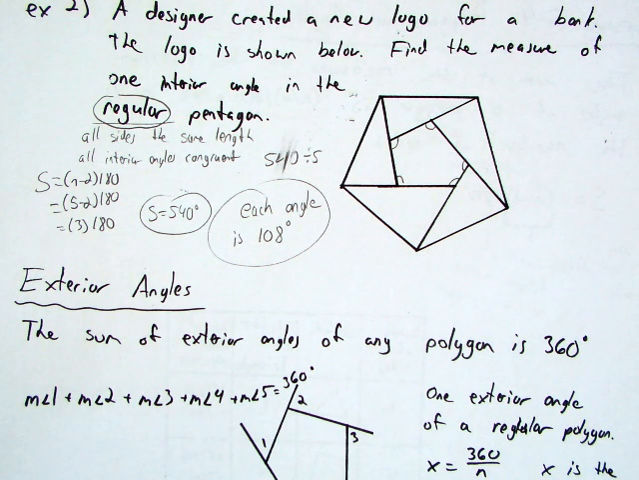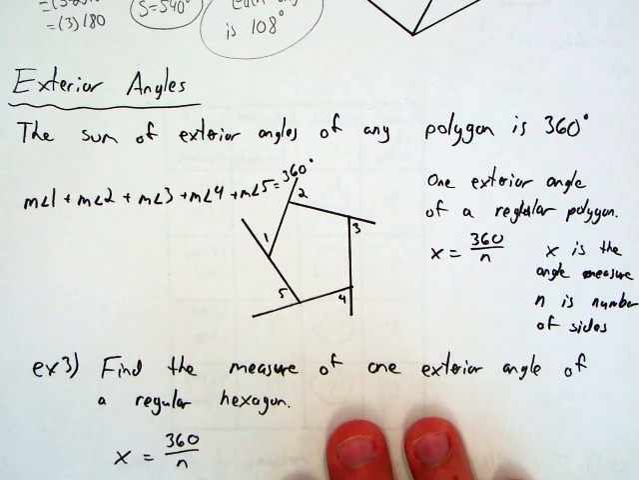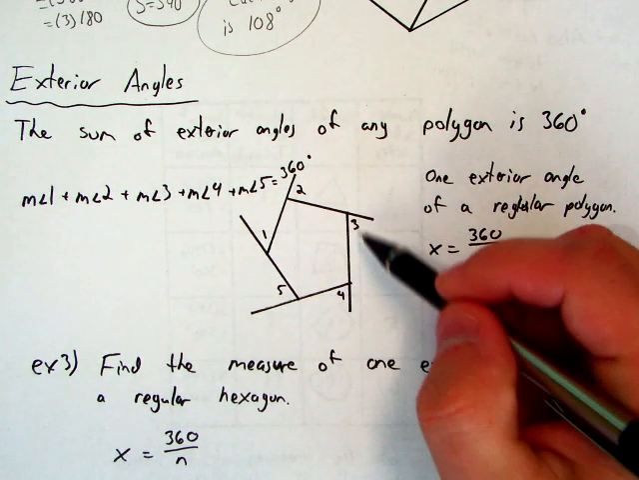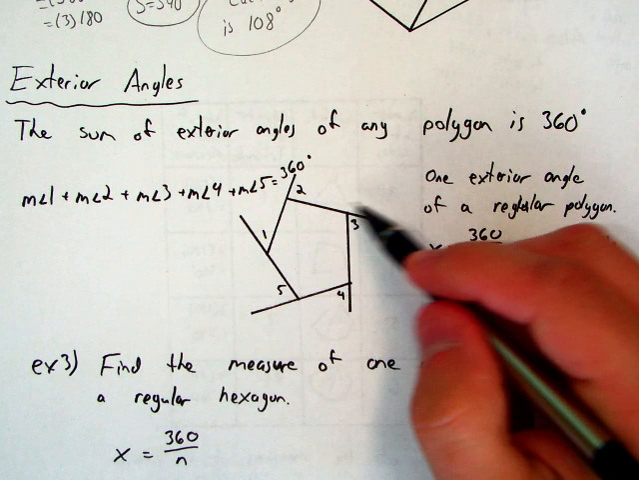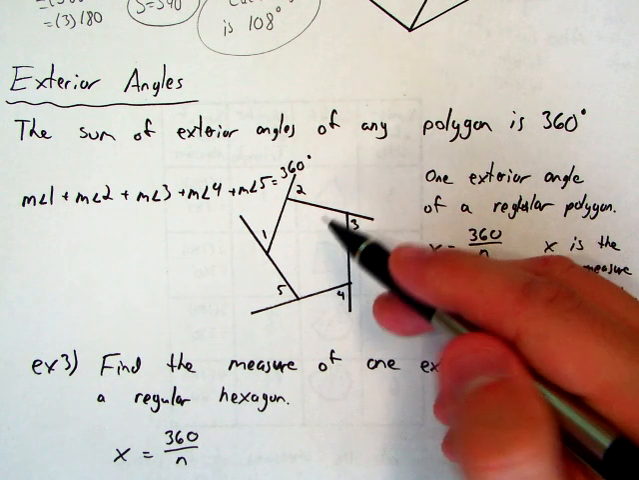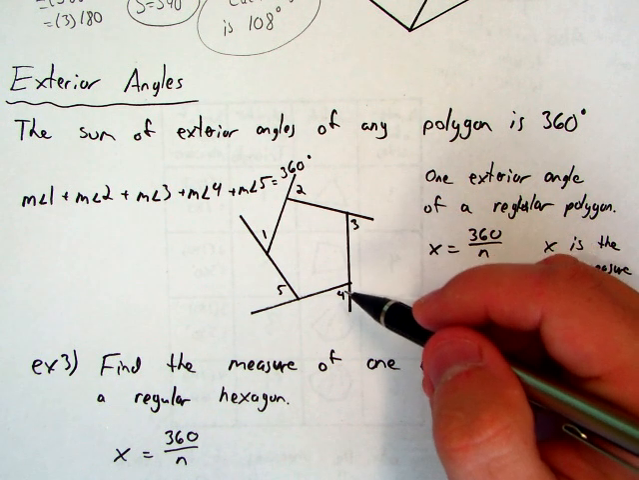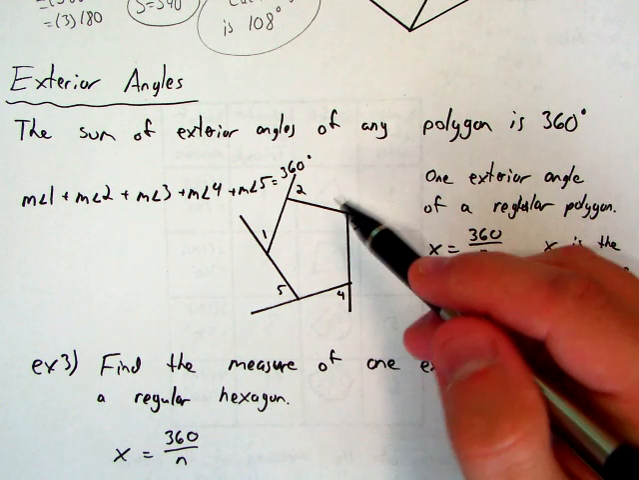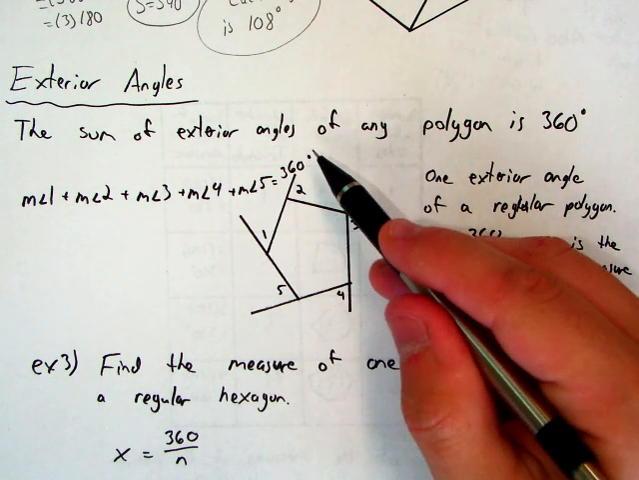All right, last example here. We're talking about exterior angles. And exterior angles are really nice because the sum of all of the exterior angles of any polygon, 3 side, 4 side, 5 side, 32 side, 400 billion sided figure, they will all add up to 360 degrees.